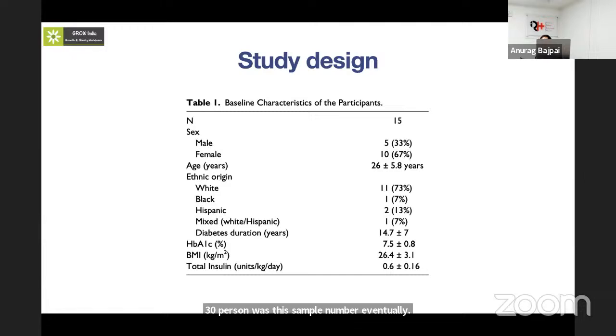It had 5 males, 10 females. The average age was 26 plus minus 5.8 years, and it had no Asian population per se. The duration of diabetes was 14.7 plus minus 7 years with a mean HbA1c of 7.5, and the mean BMI here was 26.4 plus minus 3. So more like overweight to obese category of individuals were included in this study.